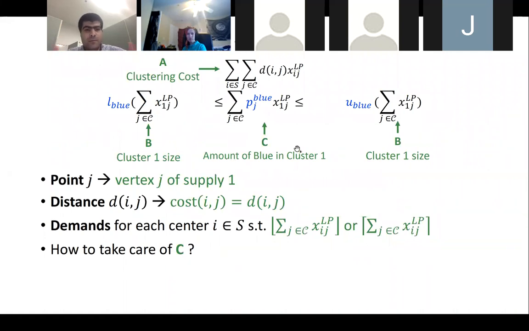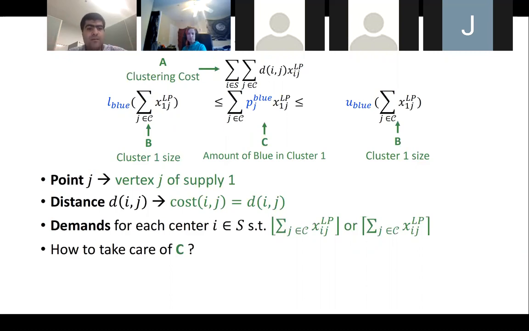So I think we really have to pay attention to three things: A, B, and C. A is the clustering cost. So this is the LP solution, this is the clustering cost the LP solution gave us. B is the size of the cluster. It appears here and there as well. And C is the amount of, you know, blue that cluster one receives.